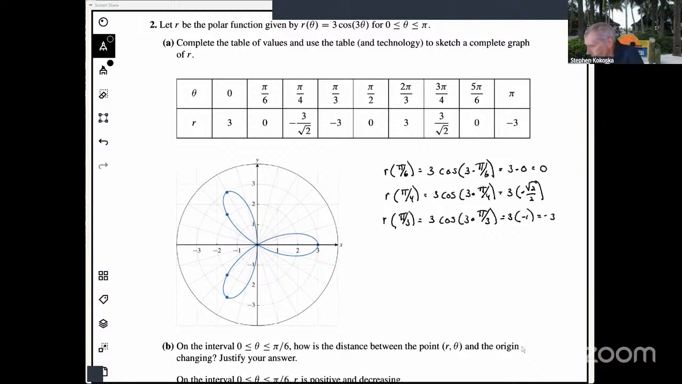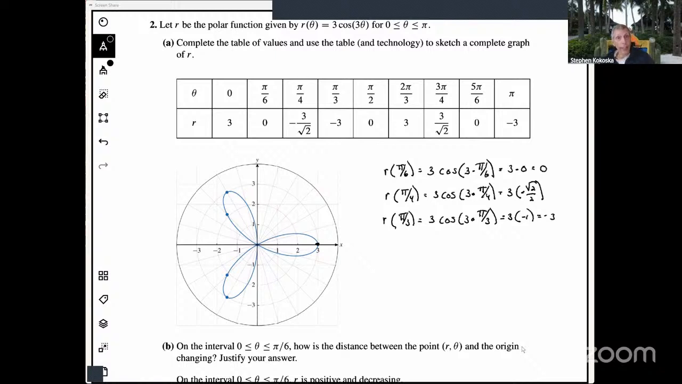So, for theta equal to 0, let's see. If I plug in a 0 there, cosine of 0 would be 1. So I can see the point (0, 3). This is interesting. Sometimes when we sketch the graph of a polar curve, we instinctively believe that we always start at the origin, at the pole. And that's not true. This one actually starts at the point, in x and y coordinates, at (3, 0).